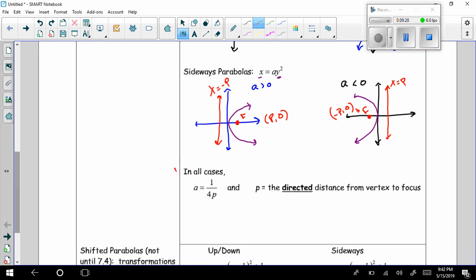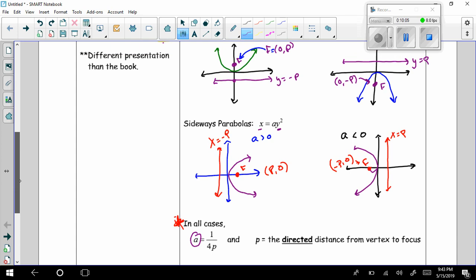Right. In all cases, so no matter what, this is a formula you're really going to want to know: a is equal to 1 over 4p. P is the directed distance from the vertex to the focus. It's always that distance in between those two. So it's really helpful if we can find P, and we can always find P by looking at the equation and knowing A. This would also work the other way. So that's just a formula you'll need to know, and we'll use it in just a second in an example.